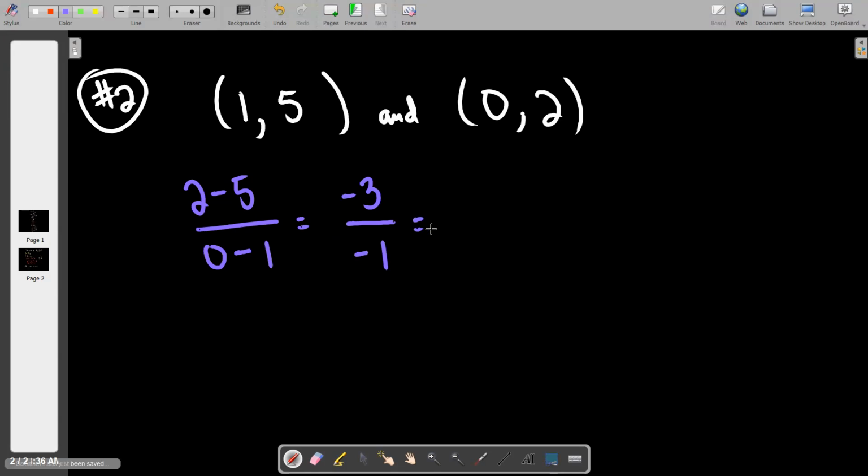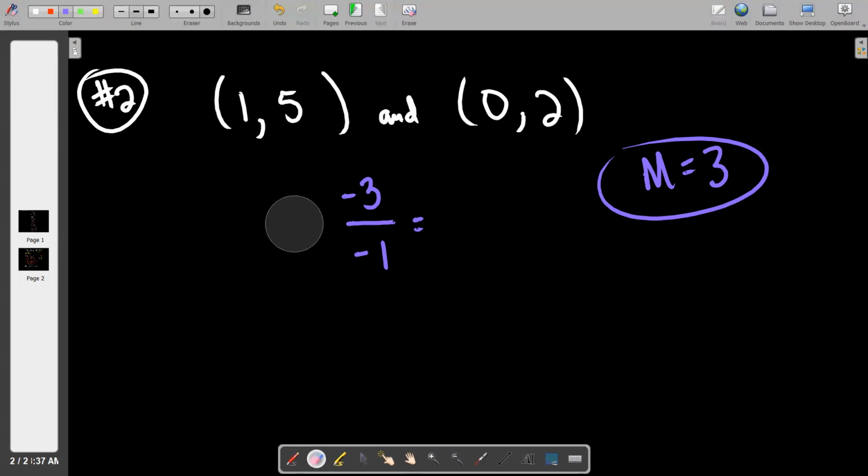So let's clean this up a little bit. First off, it's a negative over a negative. And what's 3 over 1 really the same as? Okay, good. So we can now say that the slope is 3. You agree? Okay, so I'm going to erase my work now.